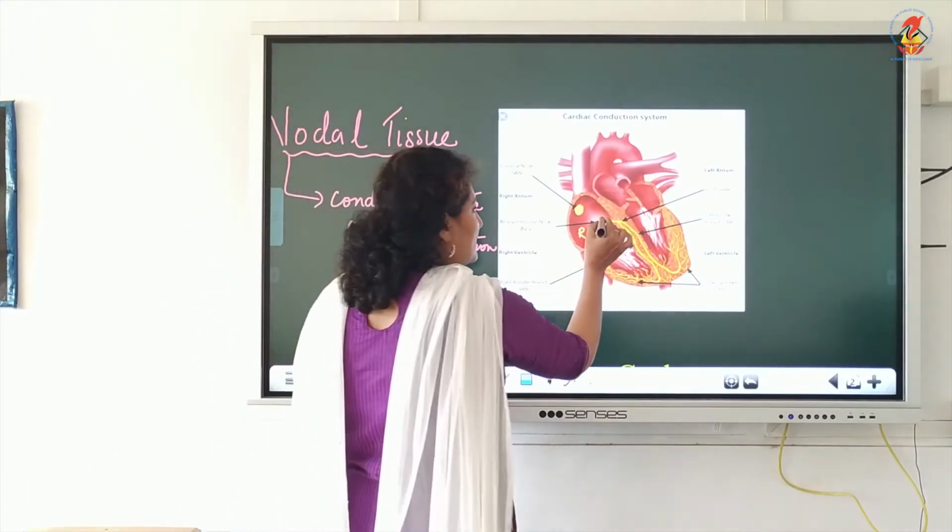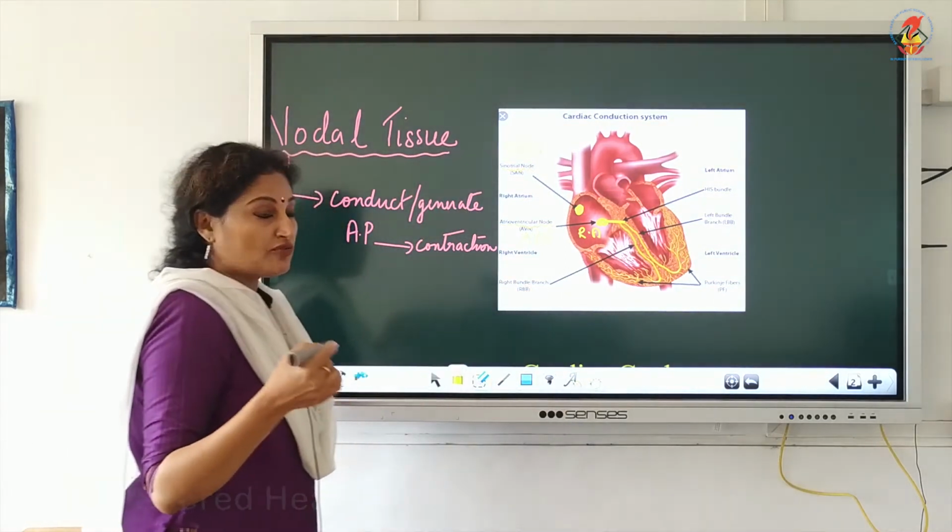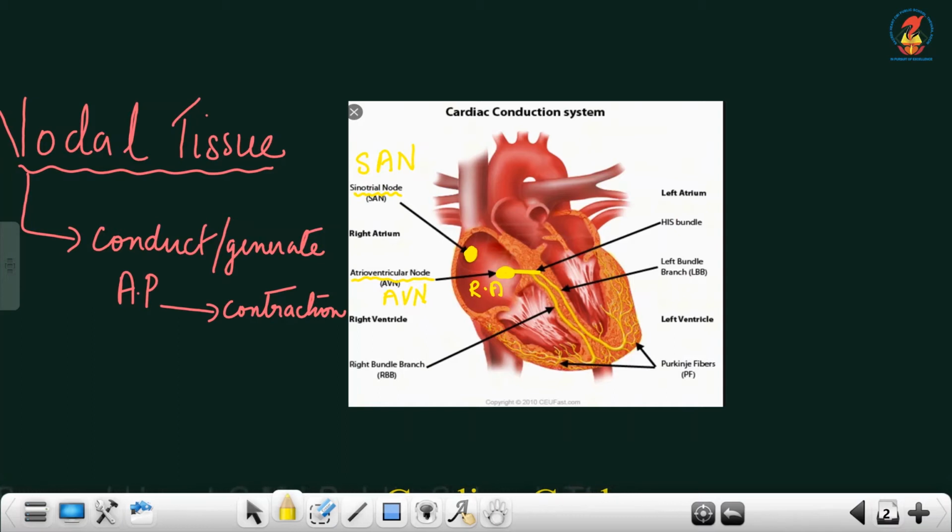Then from this AV node, there is a bundle of nodal fibers called the AV bundle. This AV bundle cuts through the atrioventricular septum. We know the septum that separates the atrium and the ventricle is the atrioventricular septum. It cuts through it and emerges on top of the interventricular septum.